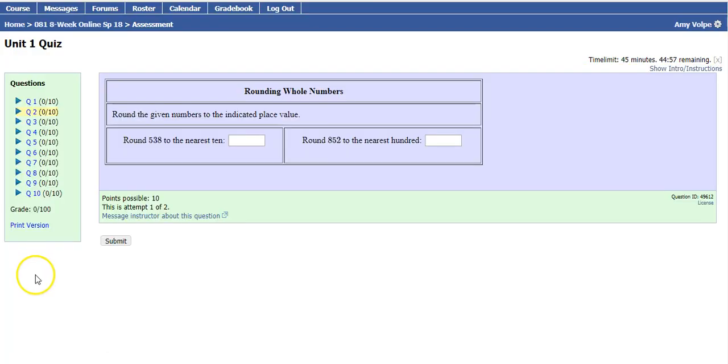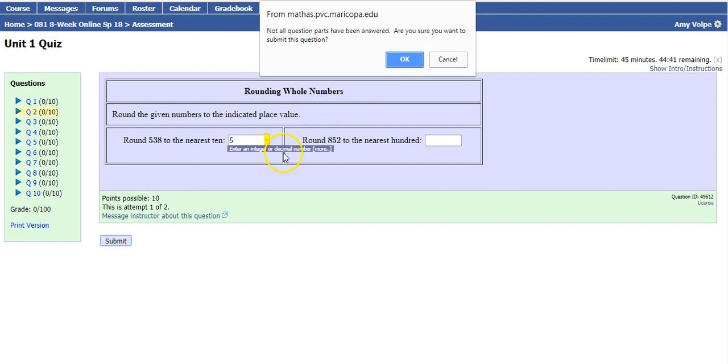So let me find a shorter one. Okay. So there's 10 questions. They're shorter than the homework problems. So they look like the homework problems, but shorter and with different numbers. Round the given numbers to the indicated place value.